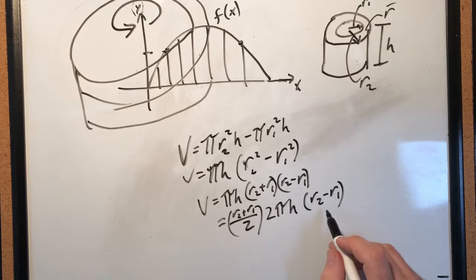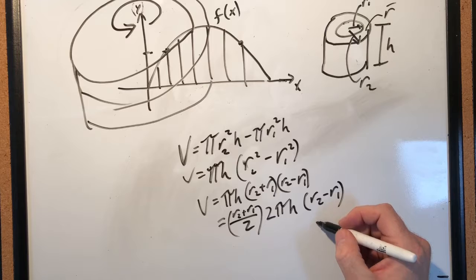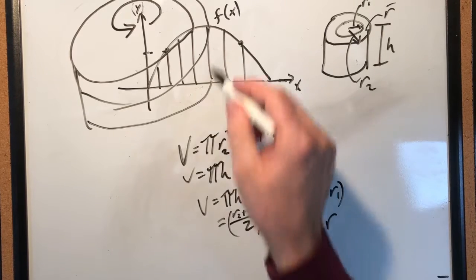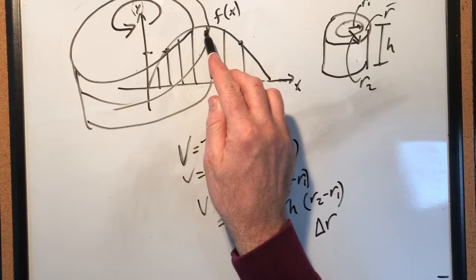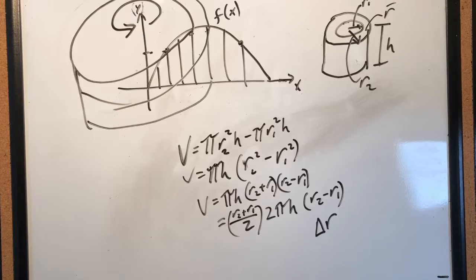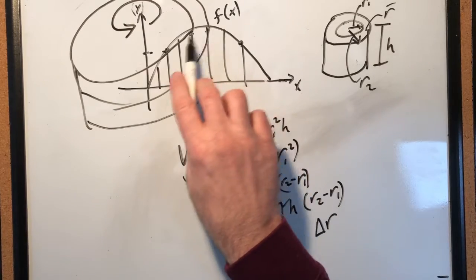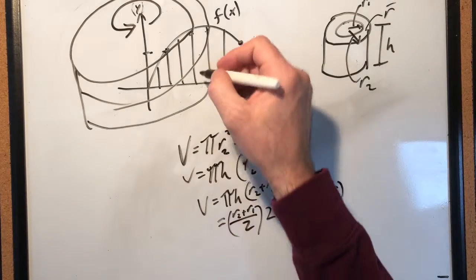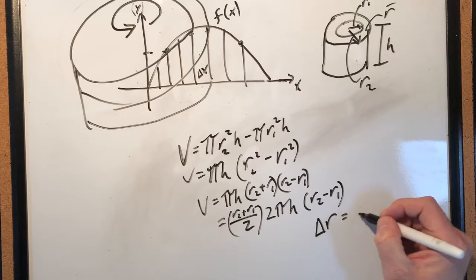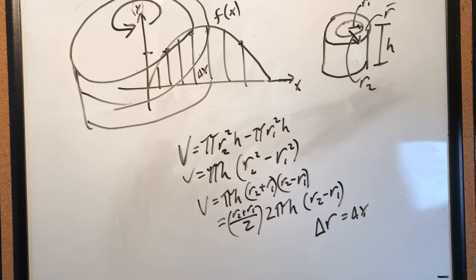Okay, if we look at that right there, r2 minus r1, is there anything special about that? That is delta r, or if you look at it right here, it is the width of our little cylinder, our little donut here, which is equal to delta x. Okay, so delta r equals delta x.